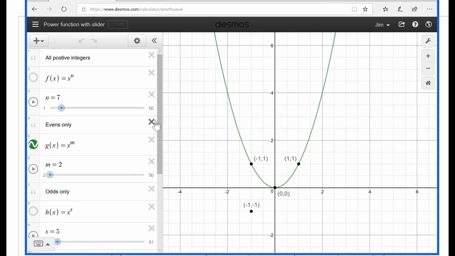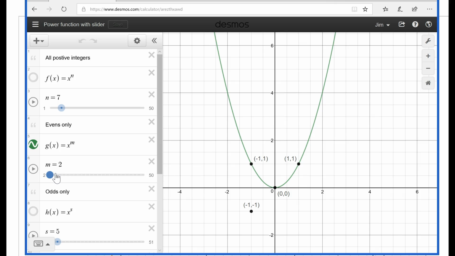If you take a look at what's going on here, we have a graph right now of g of x equals x to the m, and m equals 2. So right now we're looking at the power function when its exponent is 2. That's just y equals x squared, and that's why it looks like a parabola. Notice how there are some key points on this graph here. I have negative 1, 1 and 1, 1, and make sure to keep your eye on those as we take a look at what happens.